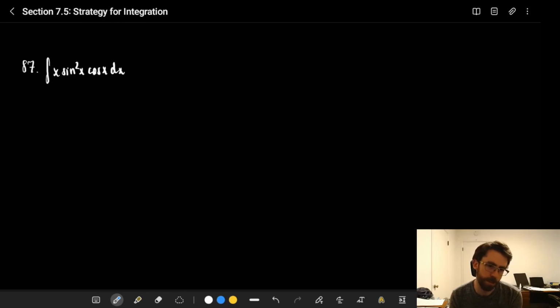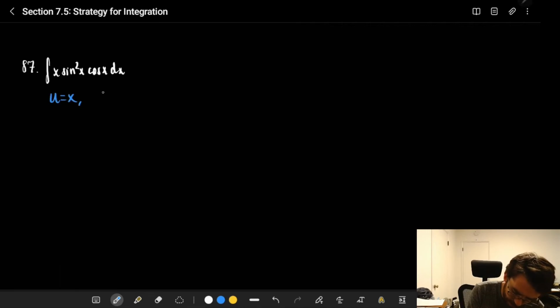Maybe replace the sine squared with 1 minus cosine squared, and then maybe split it apart into two integrals, do integration by parts. Is there a better solution? Maybe straight up integration by parts? Yeah, let's try straight up integration by parts.